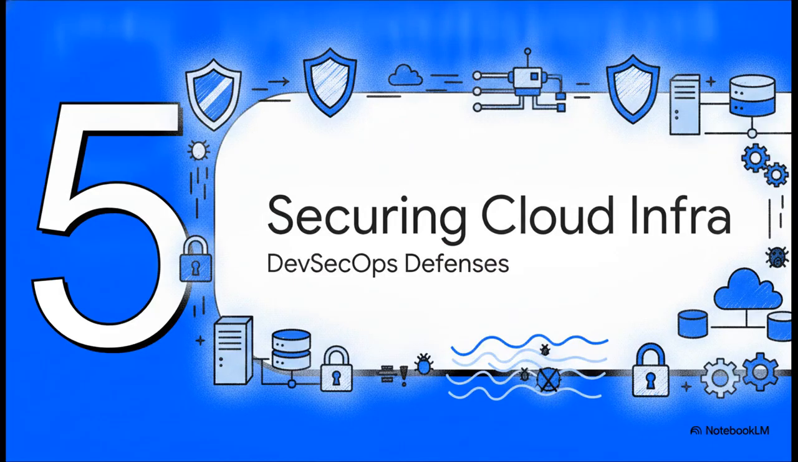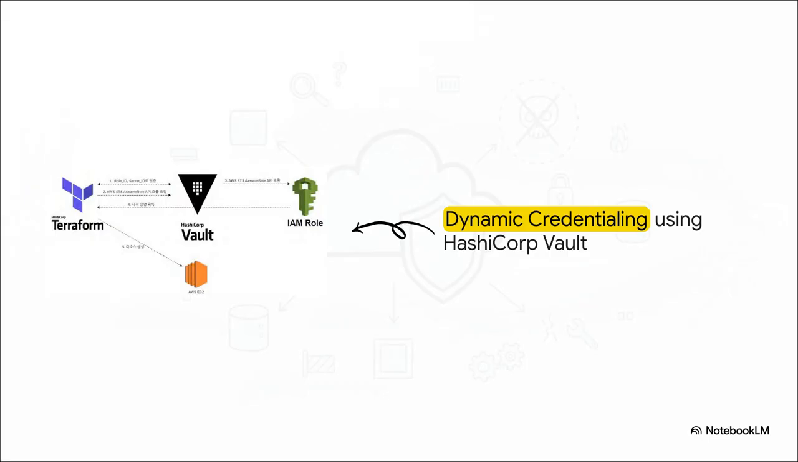Which brings us to Section 5, securing your cloud infrastructure with DevSecOps defenses. The ultimate answer to hard-coded secrets is dynamic credentialing. Instead of handing Terraform permanent keys, we bring in HashiCorp Vault to act as a secure middleman. Vault generates dynamic, short-lived credentials on the fly. Because of this, Terraform never actually stores a permanent key. So if an attacker gets in and reads the code, they find absolutely nothing they can use.